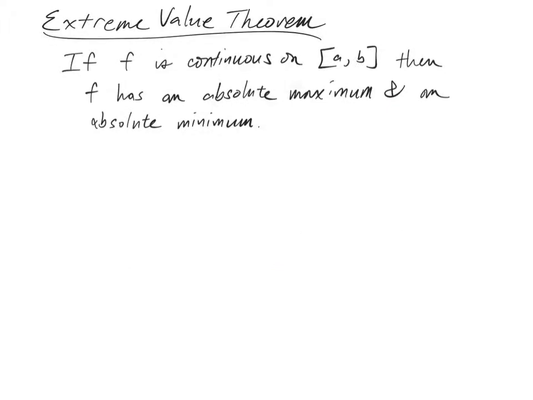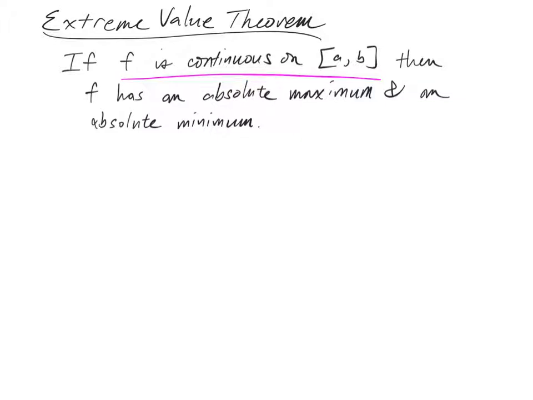Finally, the entire reason for this section, the extreme value theorem. If f is continuous on the closed interval a to b, then f has an absolute maximum and an absolute minimum. There it is in all its glory. Great. What exactly does this mean? Well, as long as we meet the one condition that f is continuous on the closed interval, then this theorem guarantees that there will be an absolute maximum and an absolute minimum.